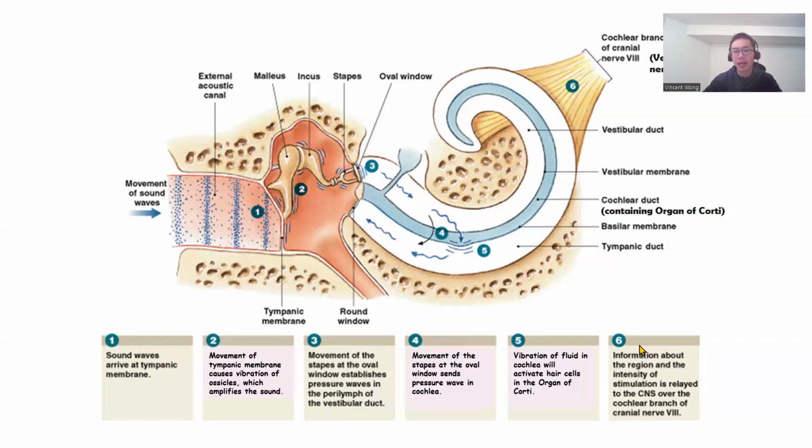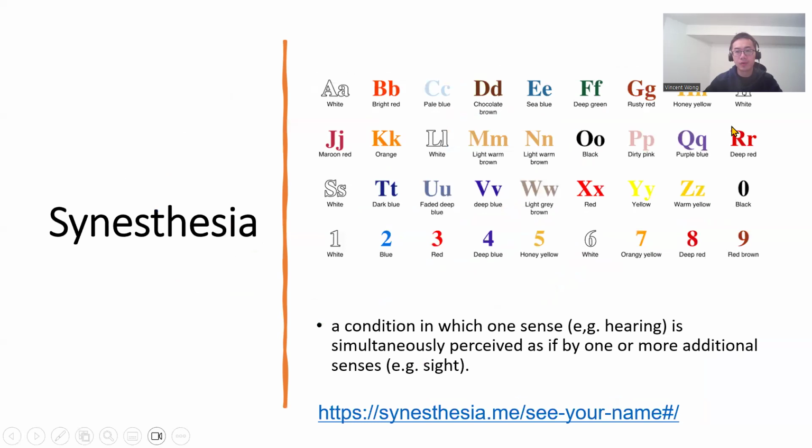Okay, just lastly, there is an interesting condition. It's not a disease. I wouldn't say it's a disease. It's a condition. Okay, where the person has sensory pathways that are merged together that normally shouldn't merge together. And so when they pick up one sense, like hearing, they would simultaneously perceive it as one or more additional senses, like sight. Okay.